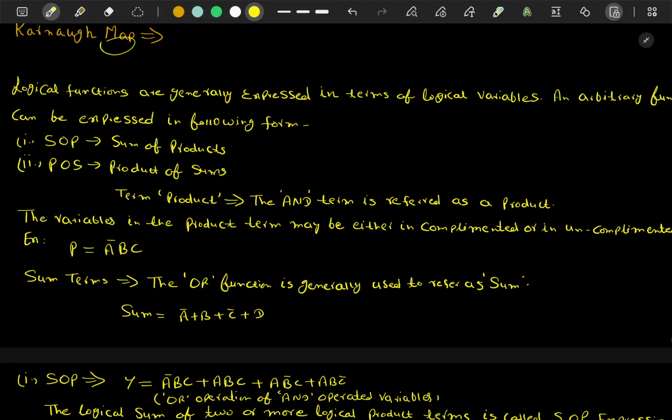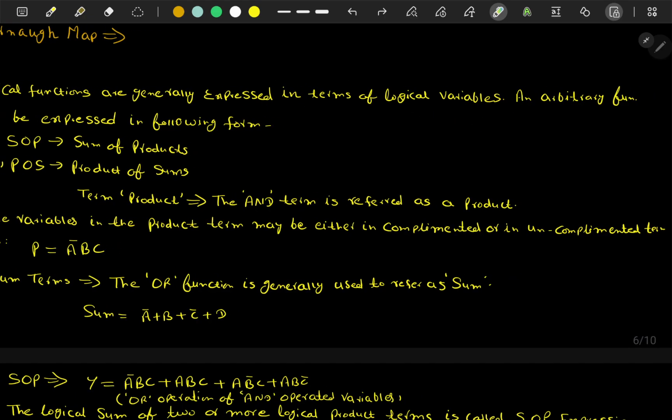So, Karnaugh map. Why are we using the Karnaugh map? Because these are logical functions. A logical function is generally expressed in terms of logical variables, and an arbitrary function can be expressed in the following form.